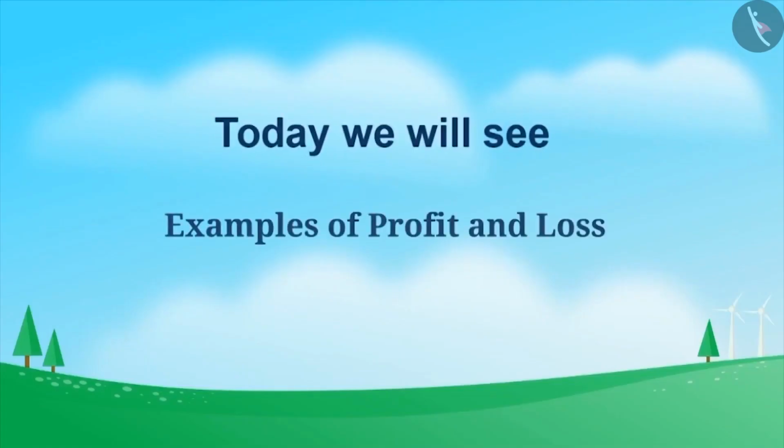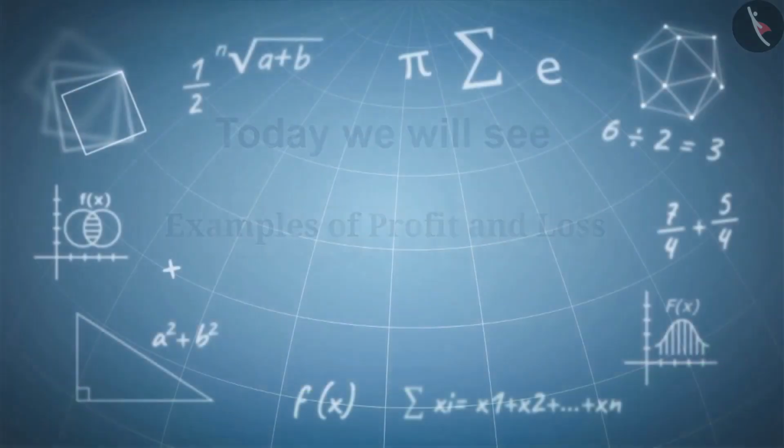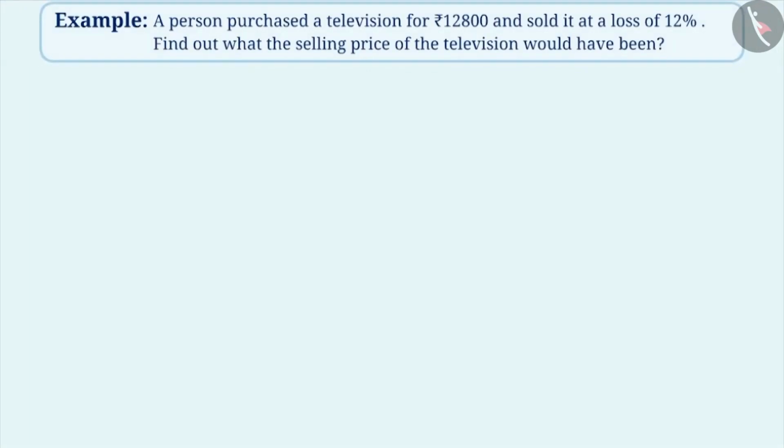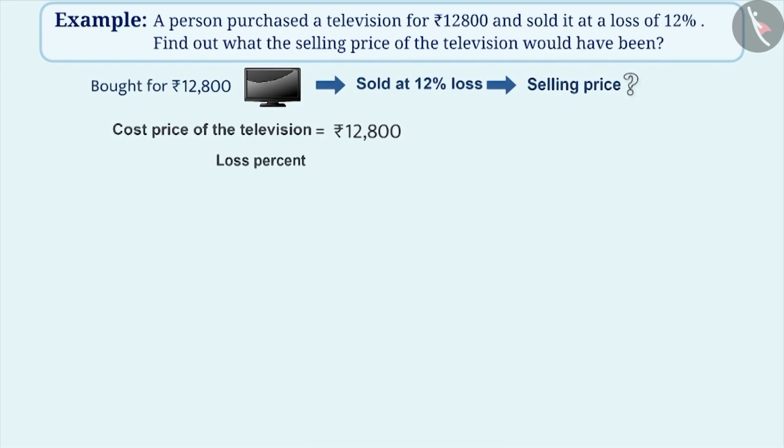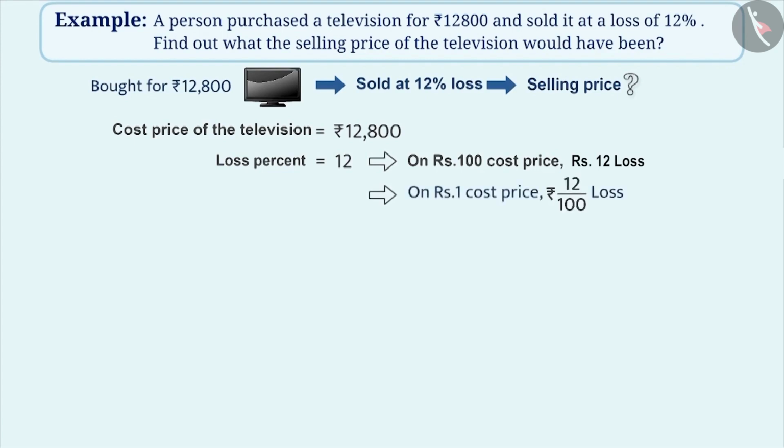Today, we will see some examples of profit and loss. Example 1. A person purchased a television for 12,800 rupees and sold it at a loss of 12%. Find out what the selling price of the television would have been. Cost price of the television is equal to 12,800 rupees. Loss percent is 12. This means on every 100 rupees of cost price, there is a loss of 12 rupees. We can say that on every 1 rupee of cost price, there is a loss of 12 by 100 rupees.